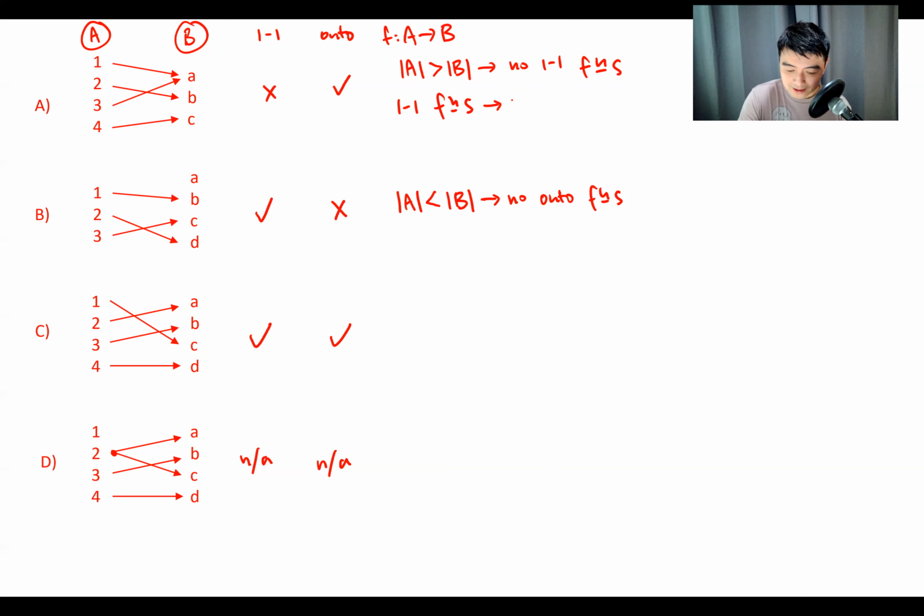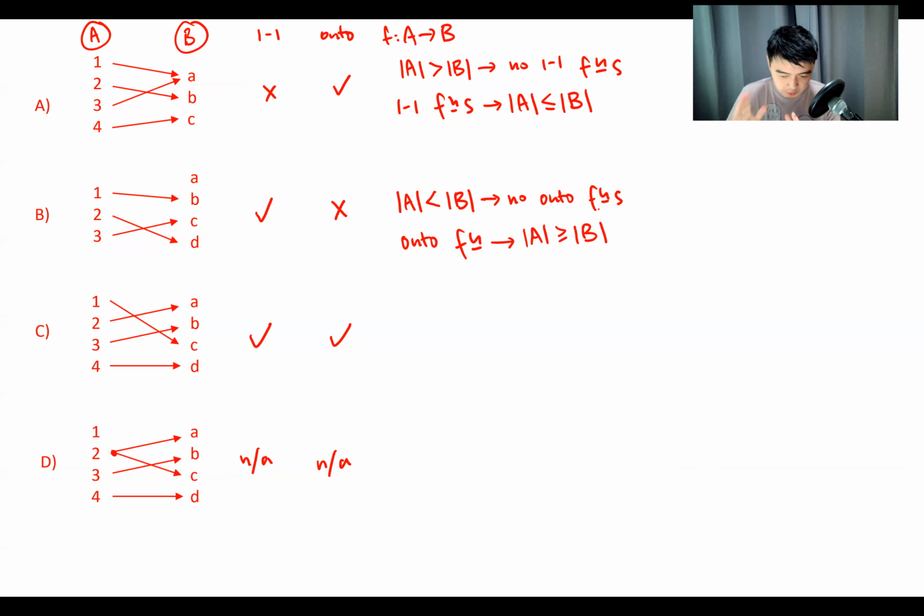When I have a one-to-one function, this implies that the size of A must be less than or equal to the size of B. You see, I just took the negation of both sides: P implies Q, not Q implies not P. So when I do have a one-to-one function, this guarantees that the size of A is less than or equal to the size of B. Just keep that in mind because this is going to be very important to the next topic. Similarly, when there's an onto function, the size of A must be greater than or equal to the size of B.